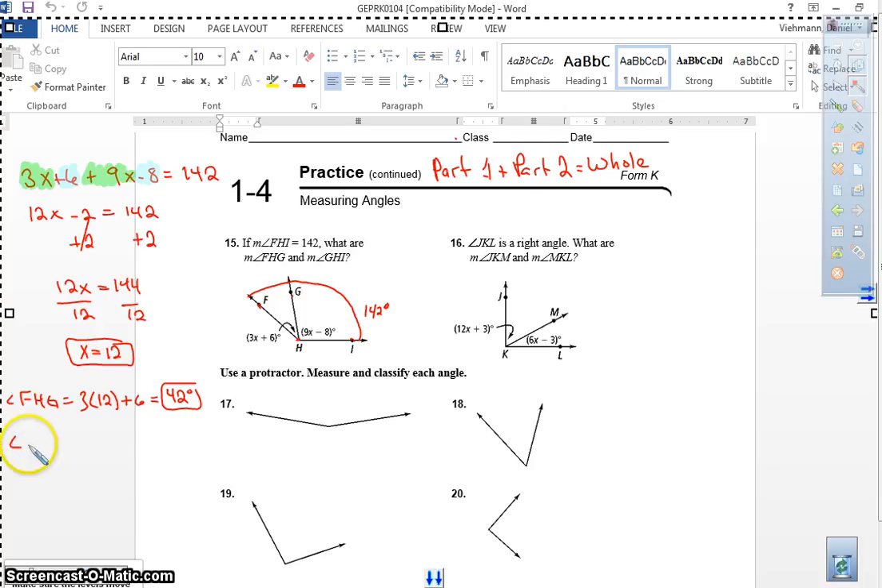Let's be exact. I always want you to do it in your head first, but I want you to be exact, so check it. Yeah, 42 degrees. All right, good. The next one, they want us to find angle GHI. It's 100. That was 9 times x, which is now 12, minus 8. Joseph says 100. Nikki, do you agree with that?